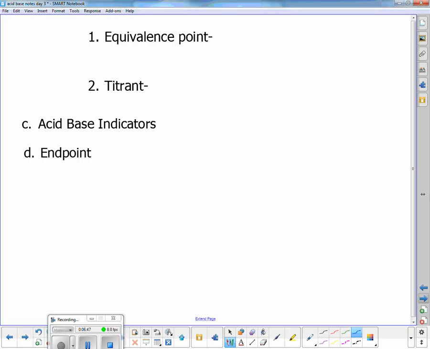So, equivalence point is when I've used up, that was a point of inflection. The titrant, this is point of inflection. I cannot spell. Okay? The titrant is what is being added from the burette.